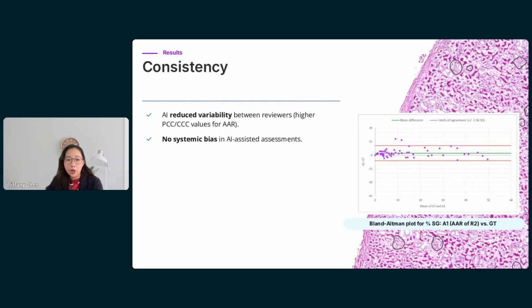So this reducing variability means more reliable and reproducible results, regardless of who is reading the slide. We also evaluated for systemic bias in the reviewer's assessment. We wanted to make sure that the AI wasn't skewing the reviewer's decisions in any direction, but instead acted as a consistent and unbiased assistive tool. And we found, as you can see with this Bland-Altman plot off to the right, that there was no evidence of systemic over or underestimation of glomerular sclerosis by either of the reviewers using AI assistance.